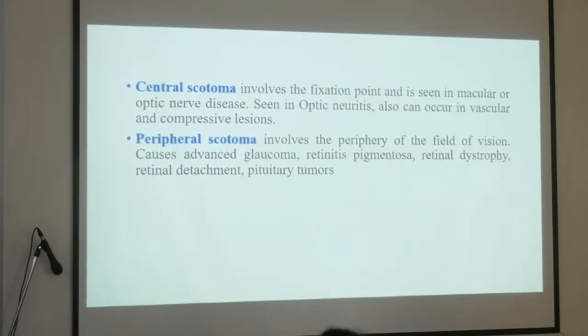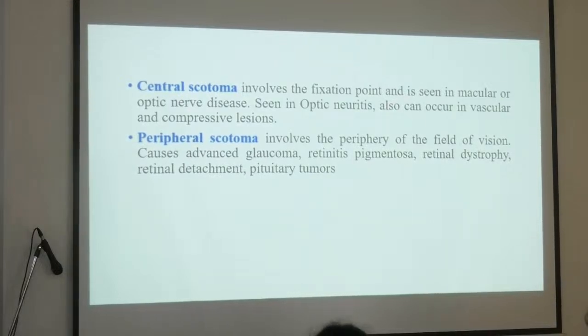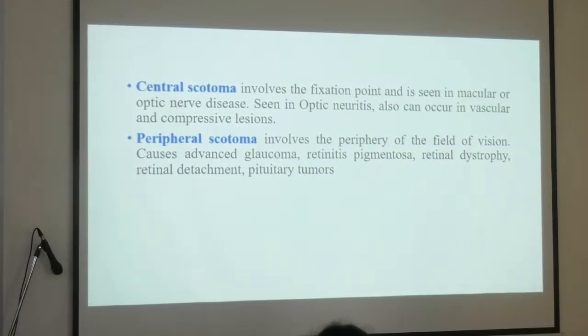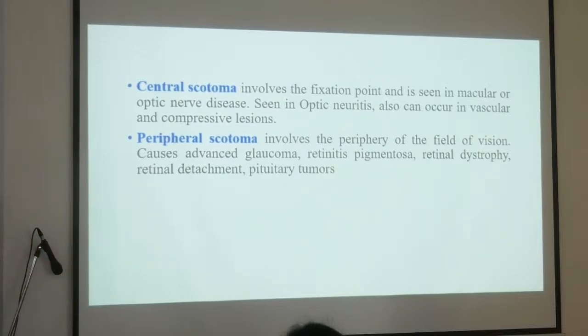Central scotoma involves the fixation point and is seen in macular or optic nerve disease. Macula is the central portion, right? So macular disorder or optic nerve disorder as seen in optic neuritis, and it also occurs in vascular and compressive lesions where there is a defect in the central vision.